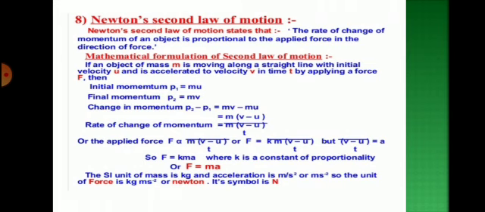So P2 minus P1 is equal to mv minus mu. m is the mass, and v minus u, final velocity minus initial velocity, divided by time. So the applied force F is directly proportional to m(v minus u) divided by t. F is equal to k times that, where k is the constant of proportionality, and (v minus u) divided by t is equal to acceleration. So F is equal to ma. The SI unit of mass is kilogram and the acceleration is meter per second square. The unit of force is Newton or kilogram meter per second square.